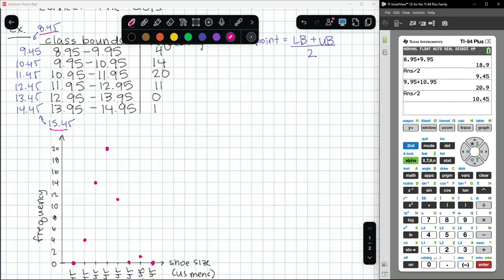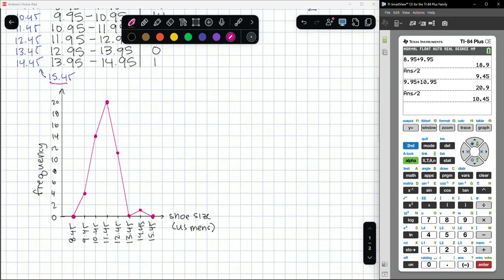And then my last step is to play connect the dots. So first point to second point to third point, all the way across the graph. And that is our completed frequency polygon. You'll notice it had a very similar shape to our histogram in the last graph video.